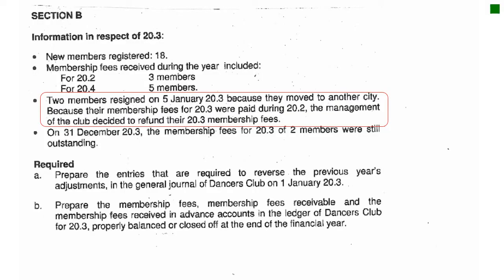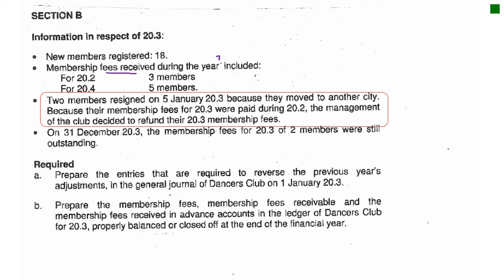Okay, so step one is that you're reversing the adjustments of the prior year. Now you have to be putting in the entries for this year, and the first thing that happened was that on the 5th of January, there were 2 members that moved and we decided to refund their membership fees. I also said to you that they tell us that there were membership fees received during the year, but they don't tell us the amount.